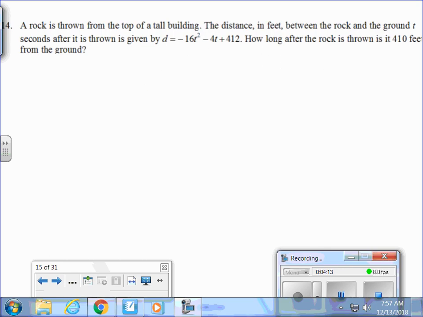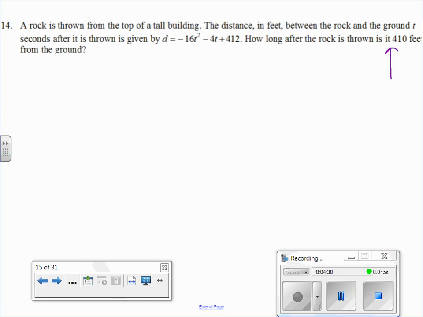A rock is thrown from the top of a tall building. The distance in feet between the rock and the ground is modeled by this equation. So d is distance and t is time in seconds. How long after the rock is thrown is it 410 feet from the ground? We always have this issue with word problems of, is that 410 going to be a distance, or is that 410 going to be a time? What do you think? 410 is going to be a distance. So we're going to put the 410 in for d.